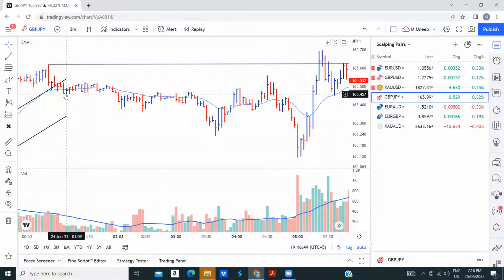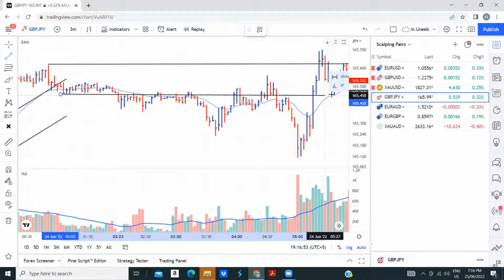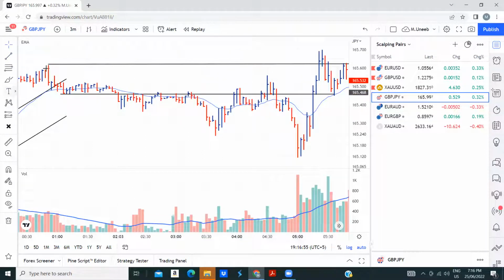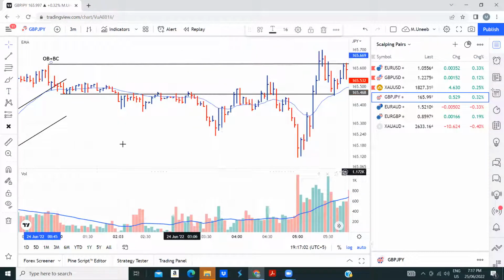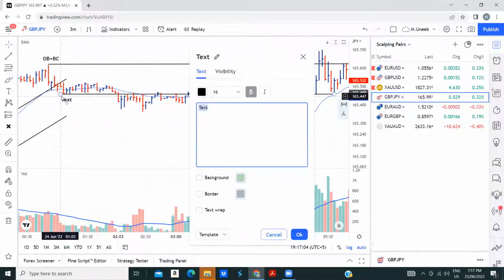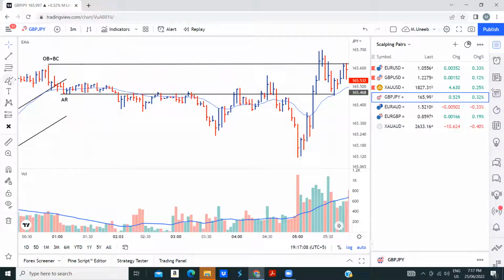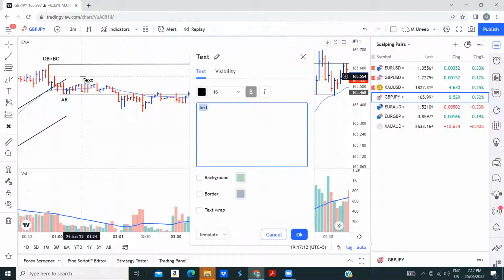This is automatic reaction. This is overbought plus buying climax, right? This is AR. And what is this here? Can you tell me? Secondary test, ST. ST has what?